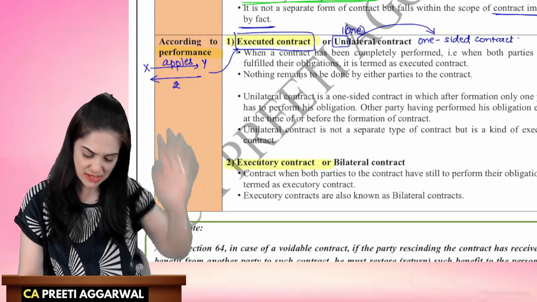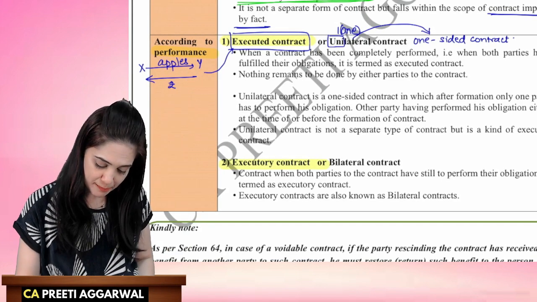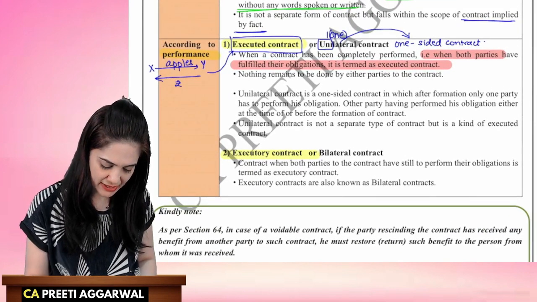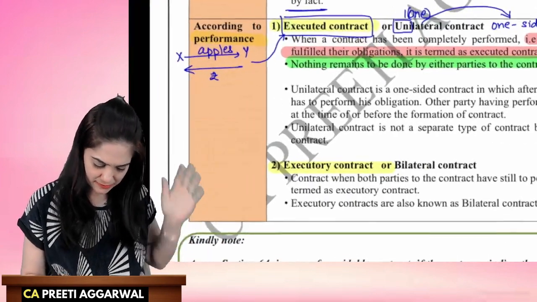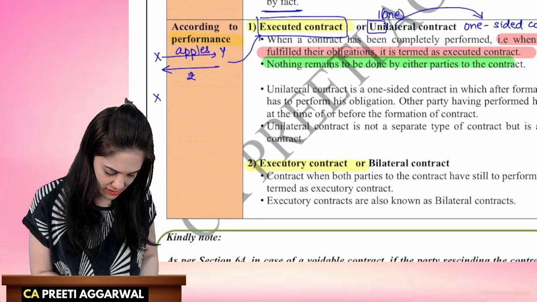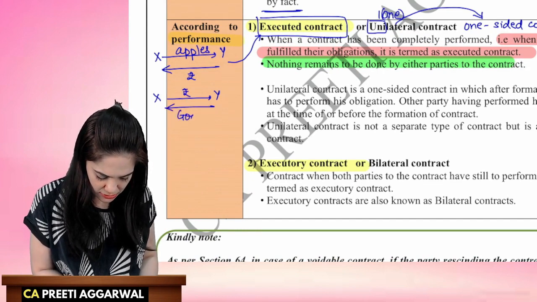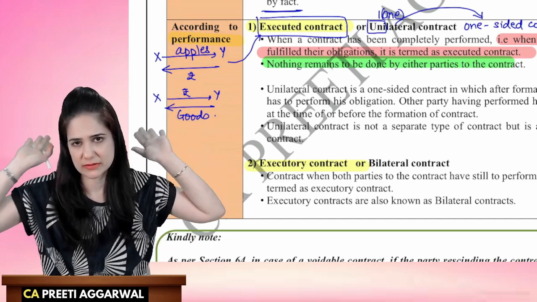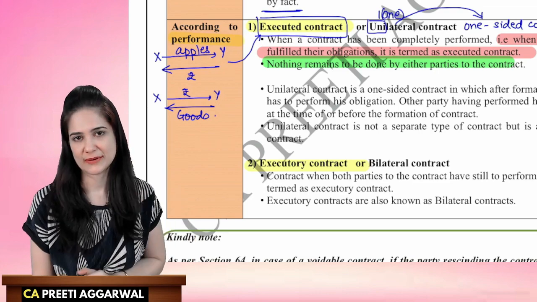Both the parties have fulfilled their obligation. When both the parties have fulfilled their obligation, it is known as an executed contract. Nothing remains to be done. X gave money to Y. Y delivered the goods. Nothing remains to be done. Everything is over. This is an executed contract.